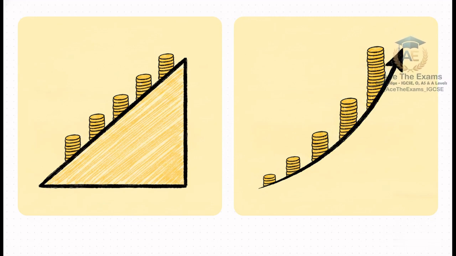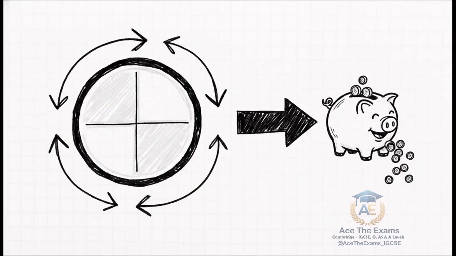With simple interest, time is just a passenger. But with compound interest, time is the ultimate amplifier because every single cycle applies that percentage to an ever-growing pile. Knowing the command words that signal which one to use is exactly how you jump from a B to an A star. And here is the final trap examiners love to set.